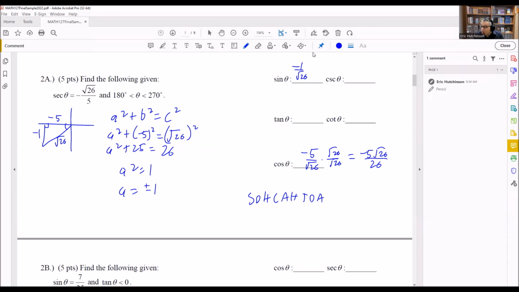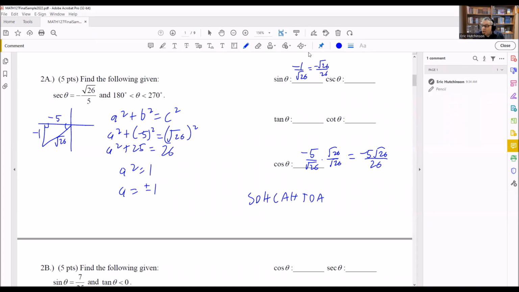So this is negative root 5, then times root 26 over 26. That's going to be cosine. Now this one, if we do the same thing, I don't have enough space here to show the work on it, but it would be negative root 26 over 26, because we're just going to do the same thing, multiply top and bottom by root 26 over root 26.